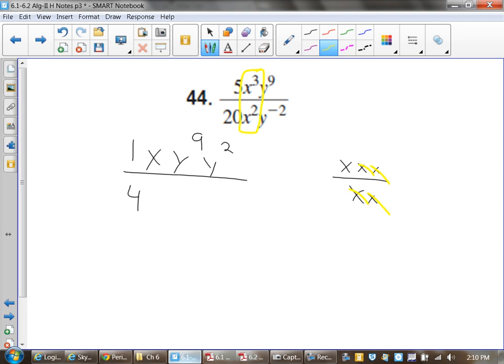Remember, if an exponent is negative, it's not happy where it's at. It switches to the other side. There's only 2 sides to a fraction: numerator and denominator. There's a fine line between them.